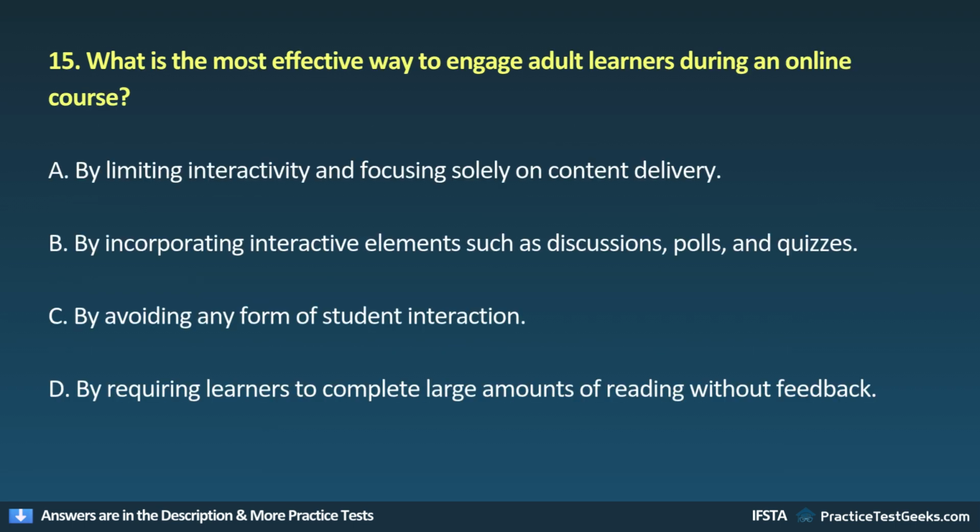15. What is the most effective way to engage adult learners during an online course? A. By limiting interactivity and focusing solely on content delivery. B. By incorporating interactive elements such as discussions, polls, and quizzes. C. By avoiding any form of student interaction. D. By requiring learners to complete large amounts of reading without feedback.